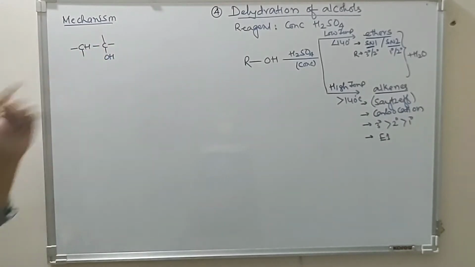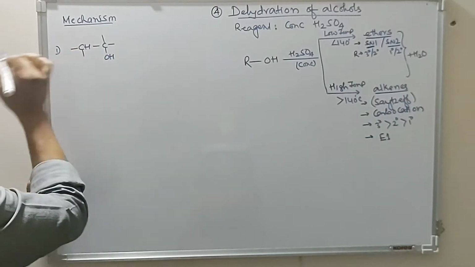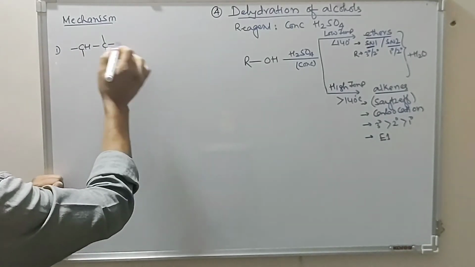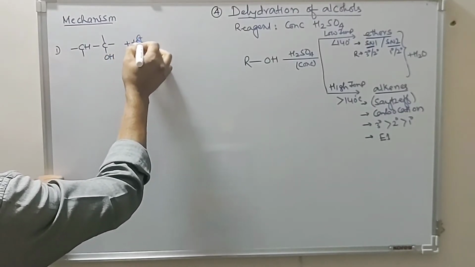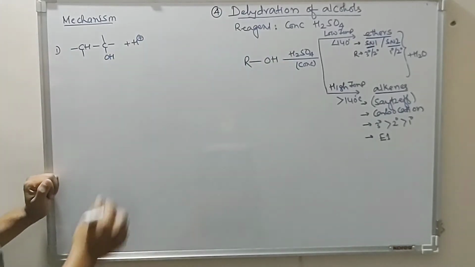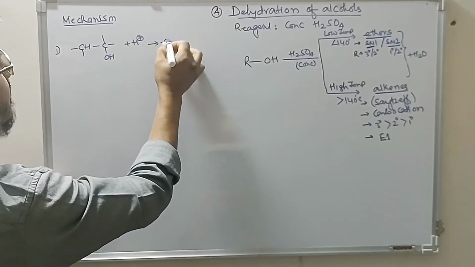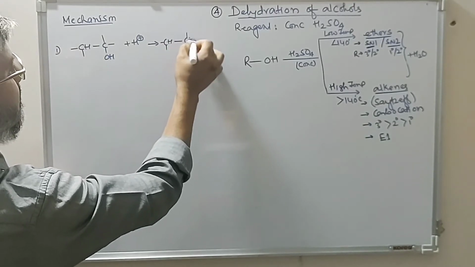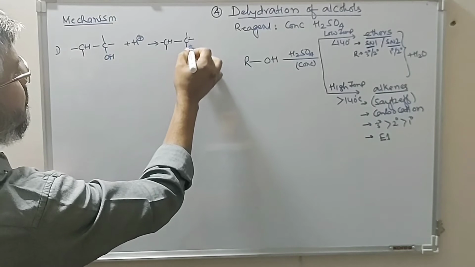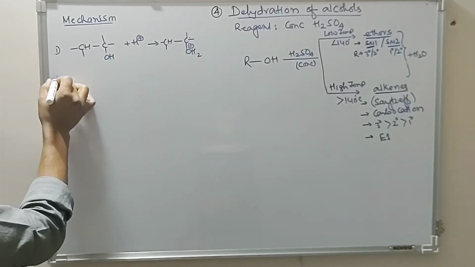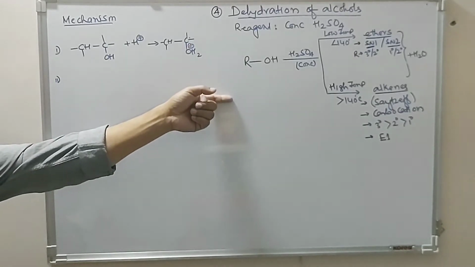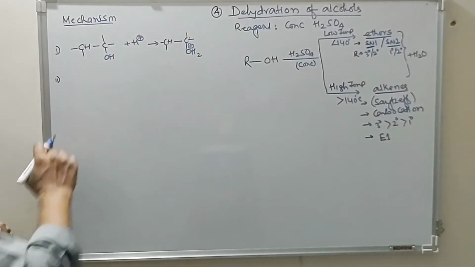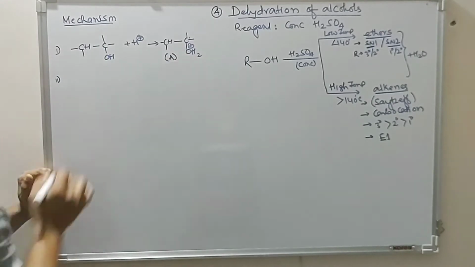Suppose this is alcohol. This reacts with H plus ion coming from sulfuric acid, which gives you protonated alcohol. Now this protonated alcohol may undergo elimination of water to give you a cation, or may not undergo. So take this, let this be A.